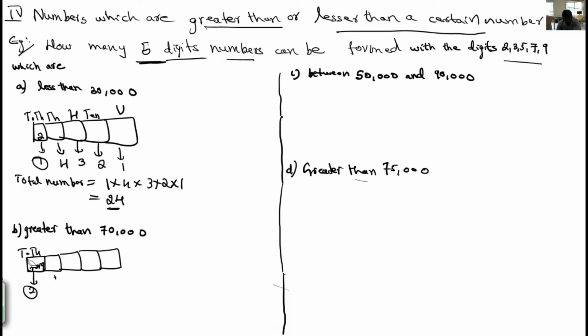So for the 10,000 place, two possibilities are there. One number is 7, another number is 9. But we know this 10,000 place you can fill only one number at a time. 5 numbers are given, one number is fixed in the 10,000 place. So how many numbers are remaining? 4 numbers are remaining. So the thousands place can be filled in 4 ways.